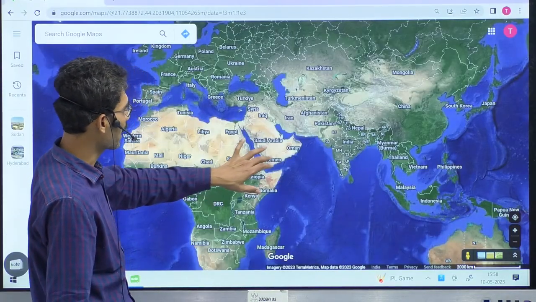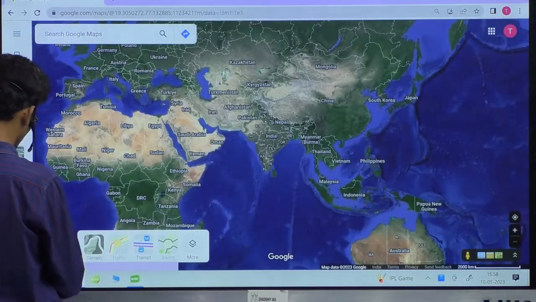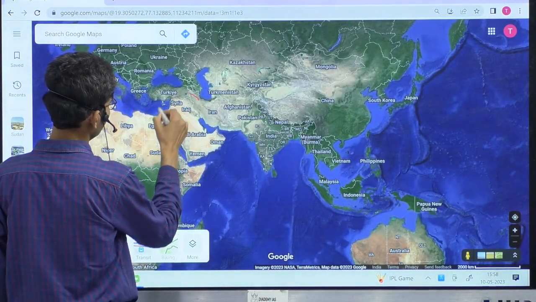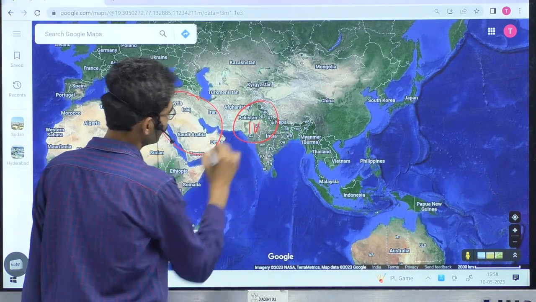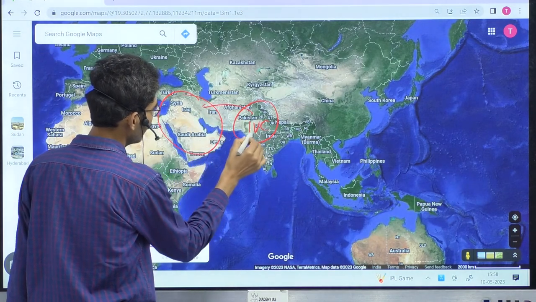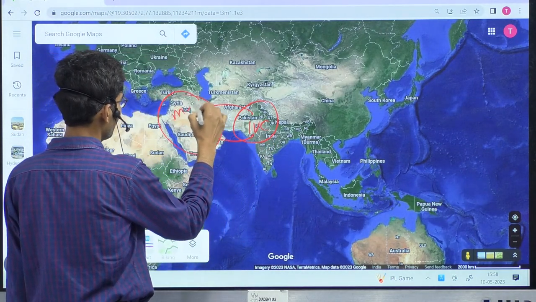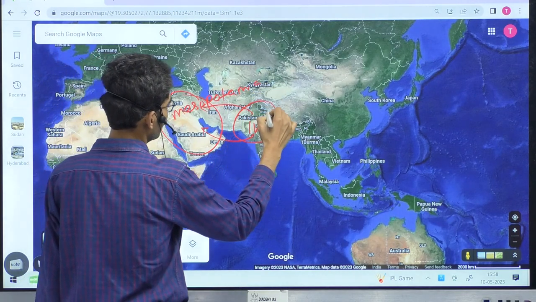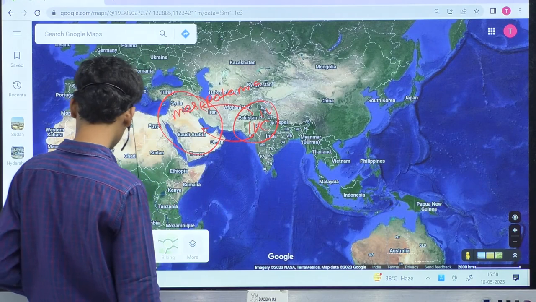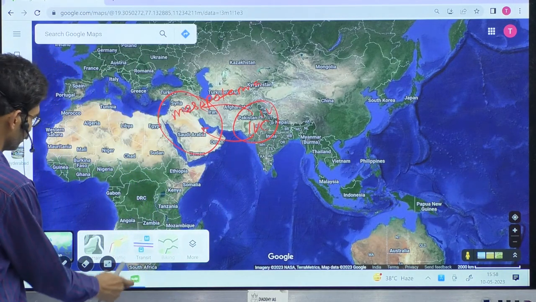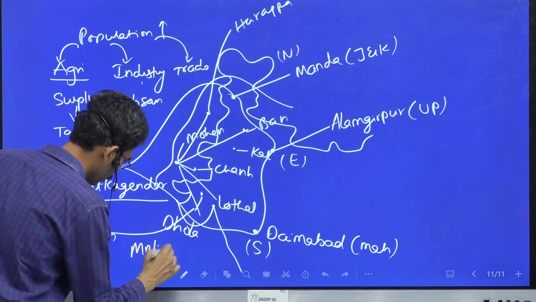So if we take this map, this area is Indus Valley civilization. These people were trading over land also, over seas also. This is Mesopotamia, and this is Indus Valley civilization. Mesopotamians even called Indus people with a name called Meluha. So Mesopotamians called Indians with a name called Meluha.